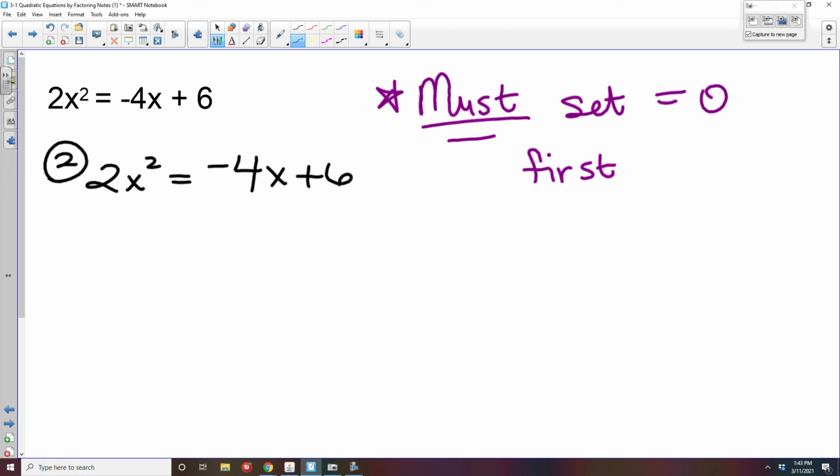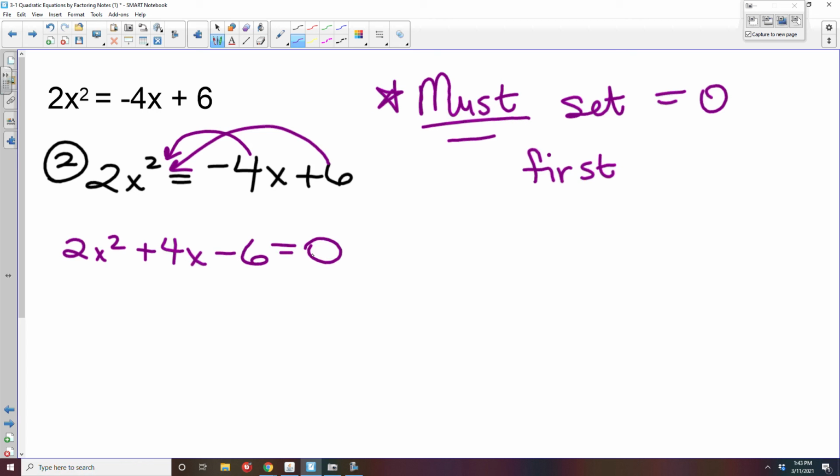That's the very first thing we have to do before we can even worry about solving it or factoring or doing anything. So if I already have a 2x squared over here, who needs to be on this side of my 2x squared? 4x. Now remember, like that trinomial, your ax squared plus bx plus c, that's the form we want it in. So if that's a minus 4x, it's going to come over here to become a positive 4x, and my plus 6 will then come over here and become a minus 6. You got it, equals 0. Now we're set. So we now have that equation set equal to 0.